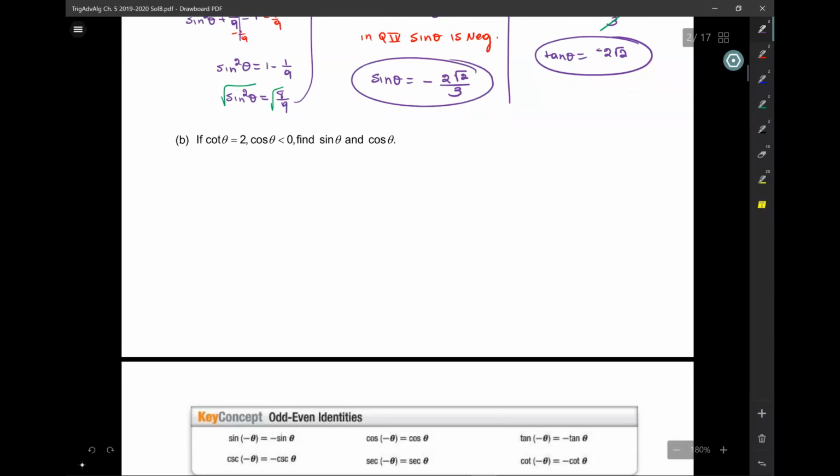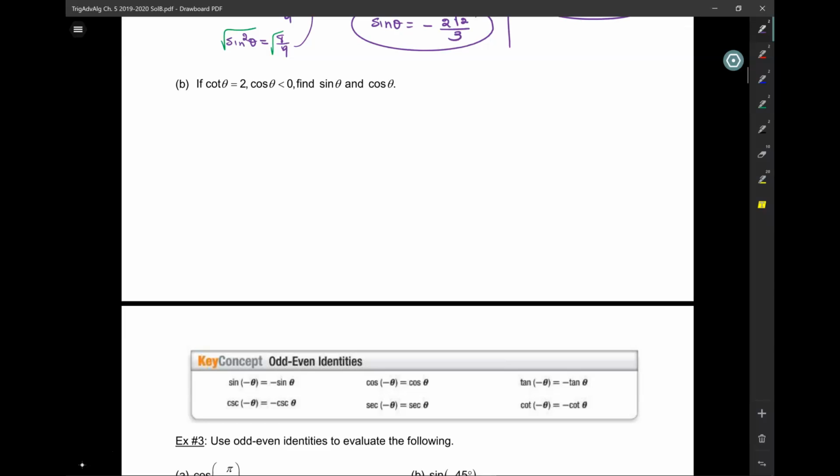This one I haven't split up. So cotangent is 2. Cosine is negative. So first, I draw a unit circle. You kind of work with what you're given. So look at this one. I have here that cotangent is positive 2. So where is cotangent positive? Here and here.